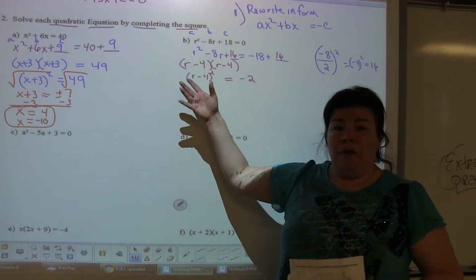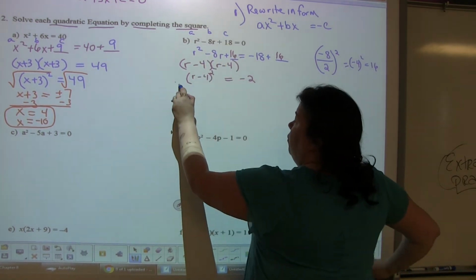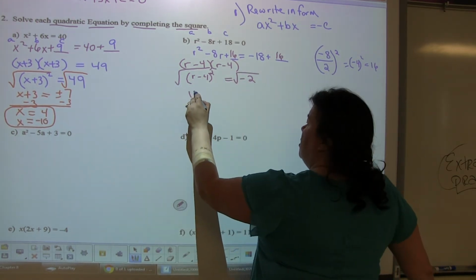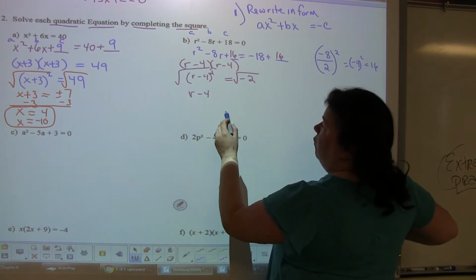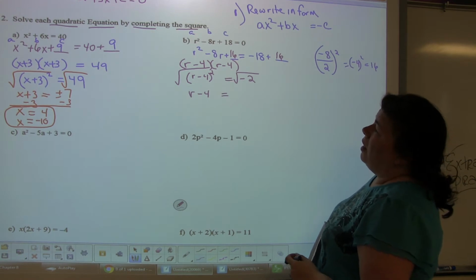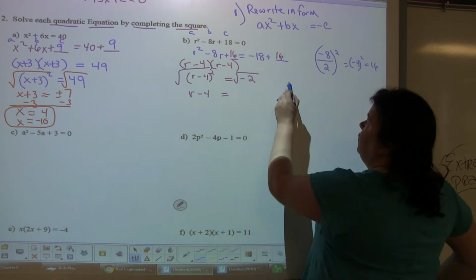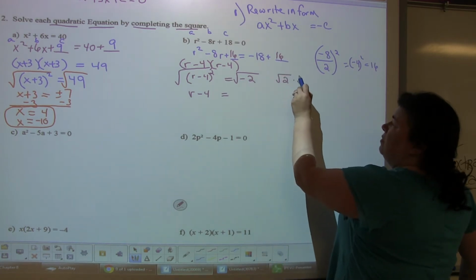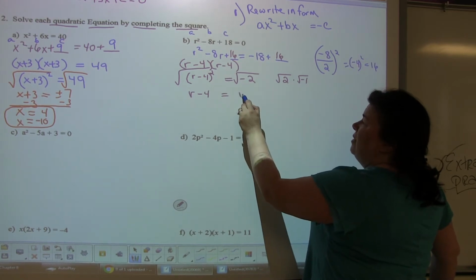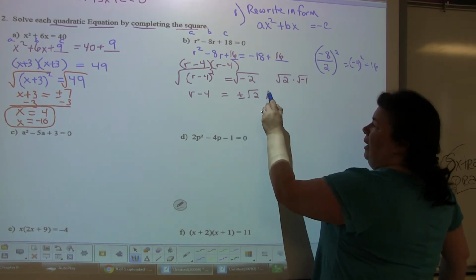Now we're going to solve our quadratic equation by using the square root method. So if I square root both sides here, the square roots and the square cancel each other out. So I'm left with r minus 4 equals the square root of -2. But recall that the square root of -2 is the same as the square root of 2 times the square root of -1, which stays underneath, plus and minus the square root of 2i.